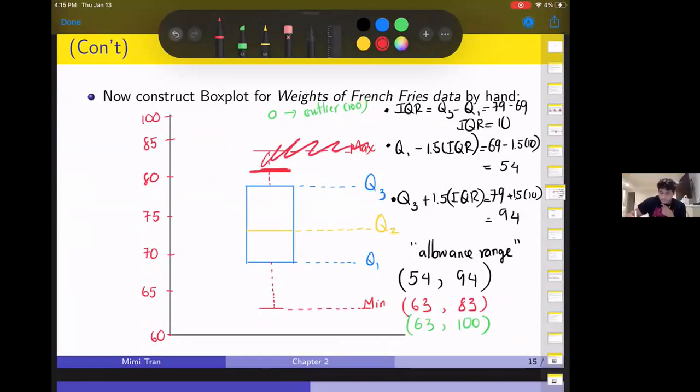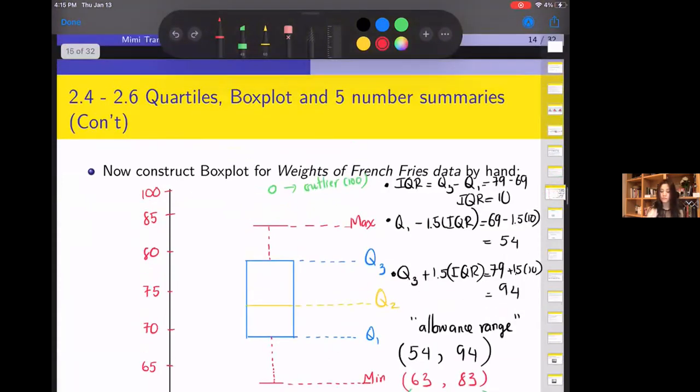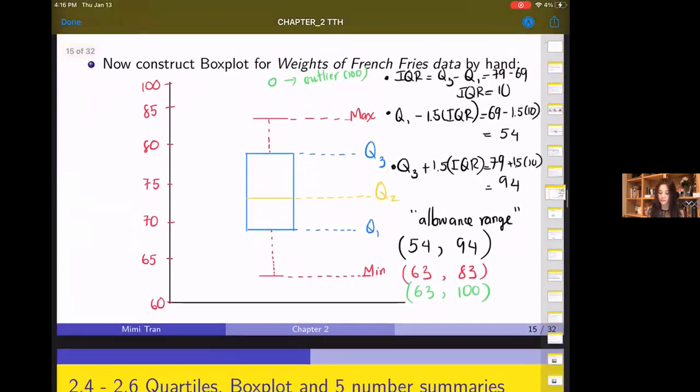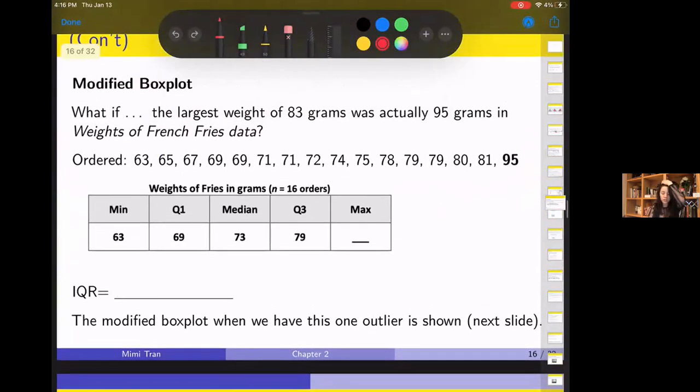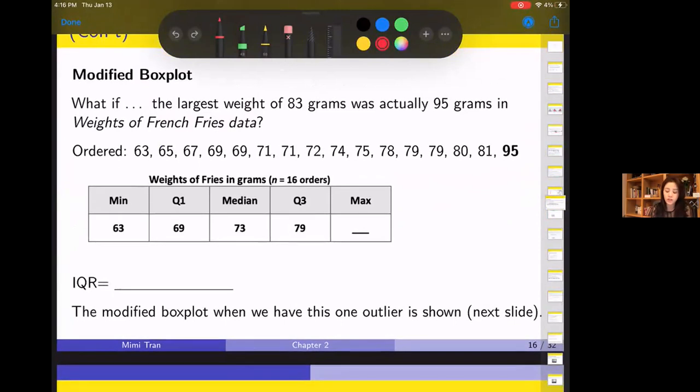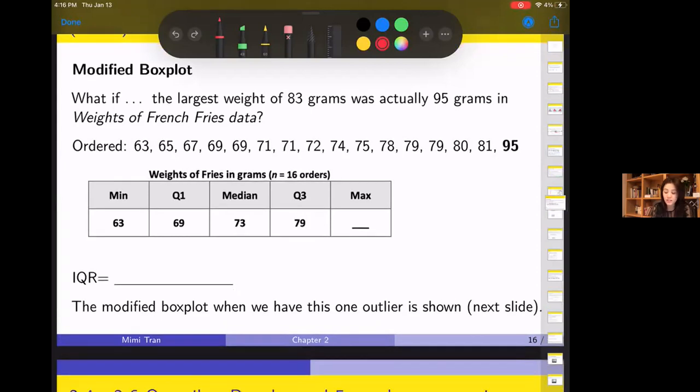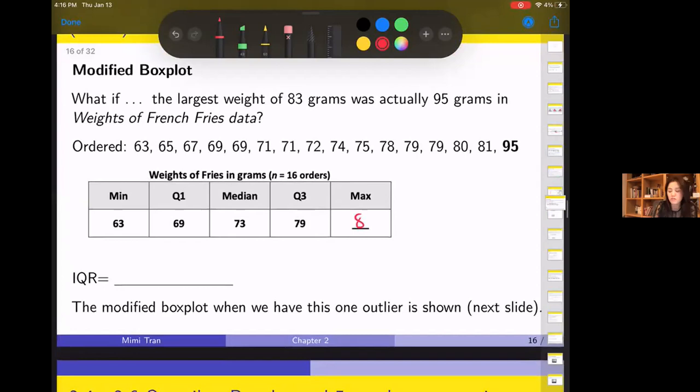It does, thank you. Let me go back. All right, so that's how to construct the box plot by hand. Right here is the question Roman asked me earlier, the modified box plot. What if the largest weight of 83 grams was actually 95 grams? They take out 83 and put 95 in. The maximum is 81 now. 95 is considered an outlier, even though it's the largest number. The IQR is the same, everything is the same except the data range.